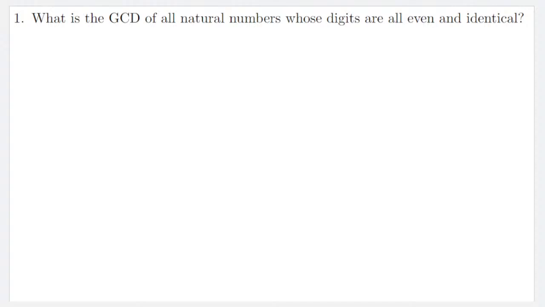Okay, alright, welcome back. So we will now go through the team round questions. Firstly, number 1: what is the GCD of all natural numbers whose digits are all even and identical?